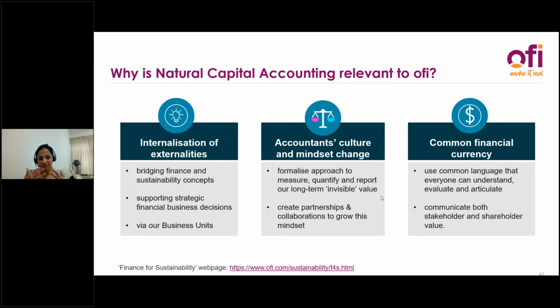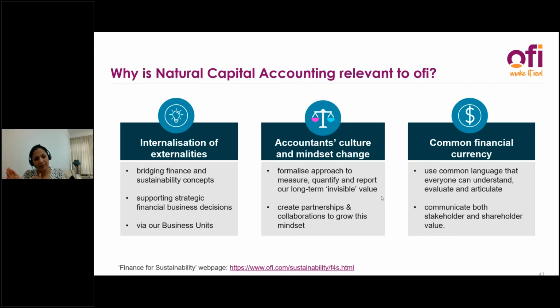The accountants, the way somebody mentioned before, there is a need for a multidisciplinary team in the finance function. And of course, there is a skill set, but at the same time, there needs to be a mindset change. So accountants need a culture and mindset change to formalize an approach to measure, quantify, and report on the long-term invisible value as well, and not just the profit or the value that we are creating on financial capital.